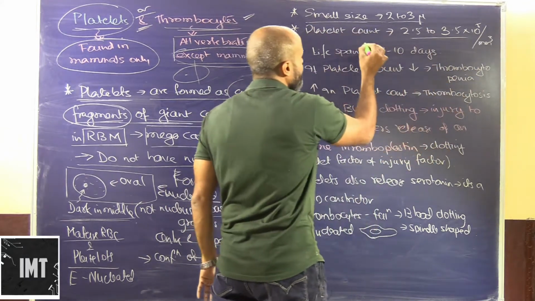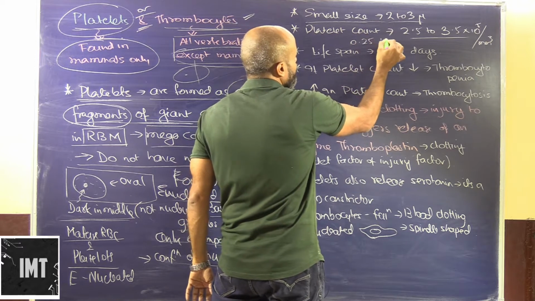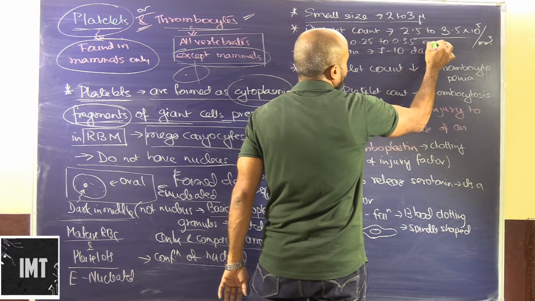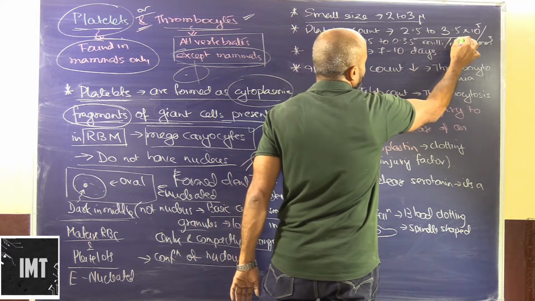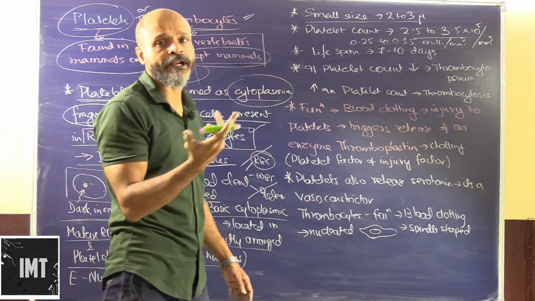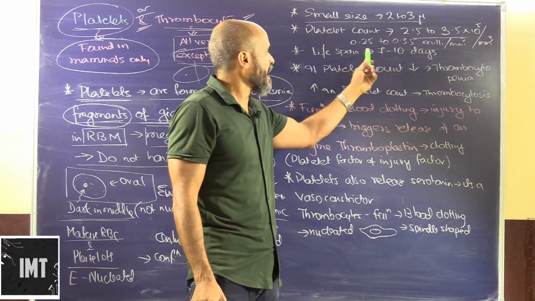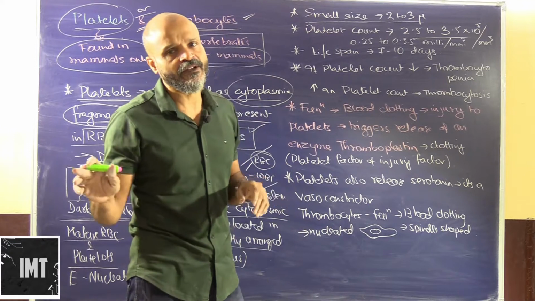The platelet count in blood is approximately 2.5 to 3.5 into 10 to the power of 5 per cubic millimeter, or we can say 0.25 to 0.35 million per cubic millimeter. This is the normal platelet count range. Okay, slightly here and there is possible. Lifespan is very short, that is 7 to 10 days.